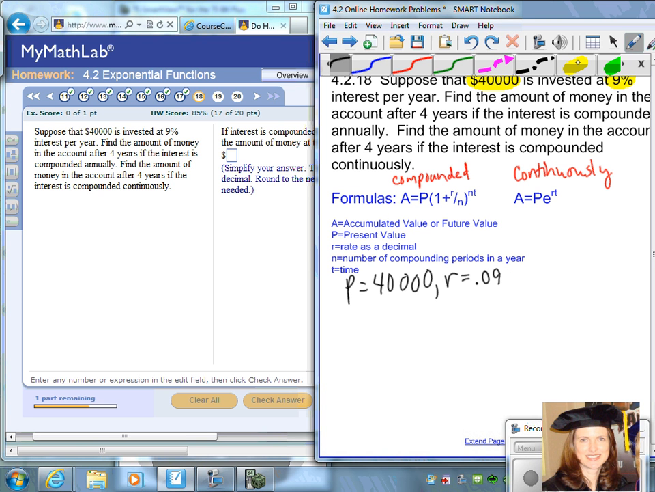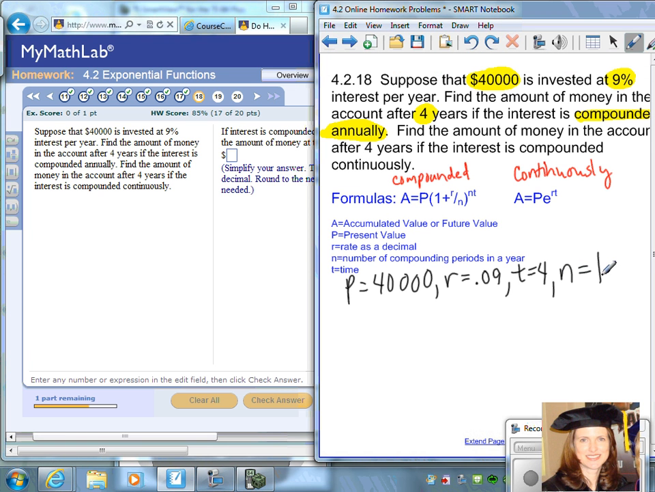The next number I see in the problem is 4 years. That's your time. You're going to keep $40,000 in a bank account for 4 years, and if it earns 9% interest, that money's going to grow. This next thing is going to determine the number of compounding periods in a year. It says it's compounded annually. If it's compounded annually, the number of compounding periods in a year is 1. At the end of the year, interest is calculated, and then it will compound on that every year.